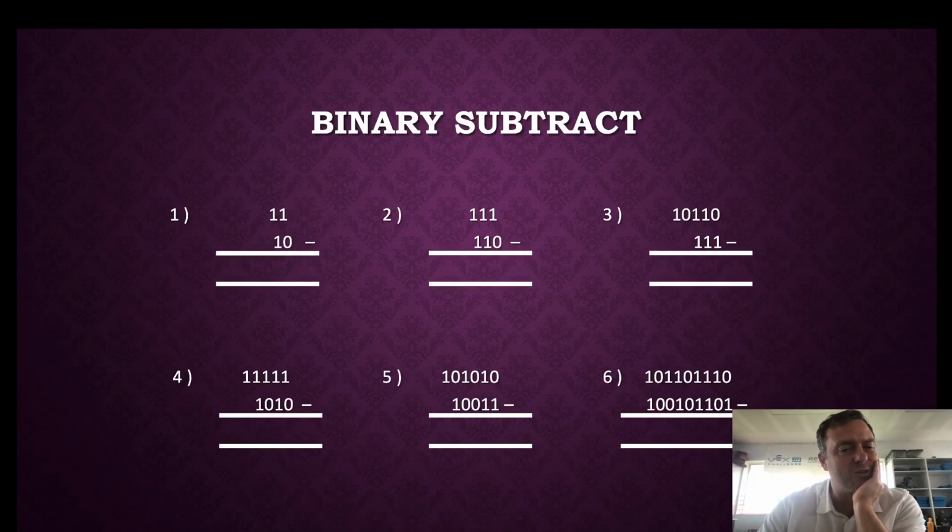Awesome. So the first one you should have found is just 1. The next one again is just 1. This one here was 1111. This one here was 10101. This one here was 10111. And then number 6 was 10000001.